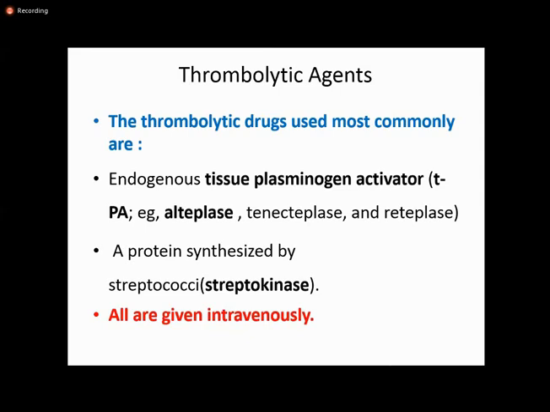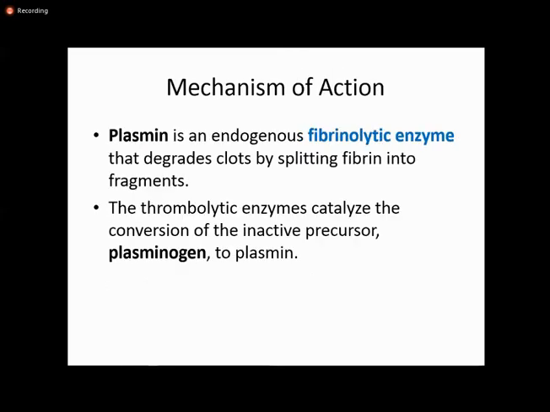Now the next group is thrombolytic agents. The thrombolytic drugs used most commonly are endogenous tissue plasminogen activators. Examples are alteplase, tenecteplase, and reteplase, and a protein synthesized by streptococci, that is streptokinase. And all these drugs, whether we are using alteplase or streptokinase, are given intravenously.